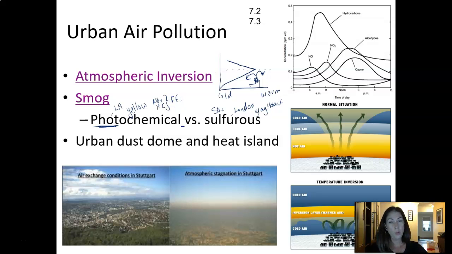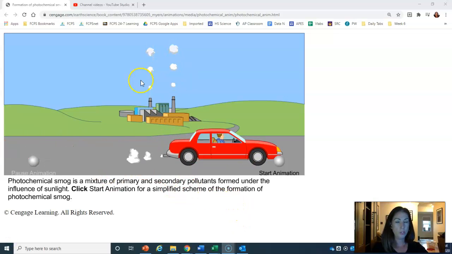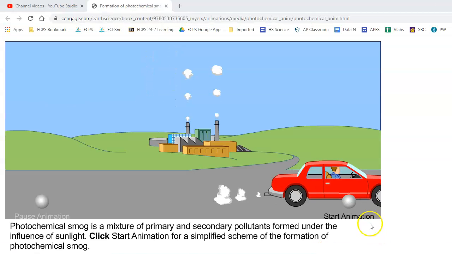So we're going to go through an animation that talks about how smog forms. So this animation is going to show us here are our precursors. We have our fossil fuels.